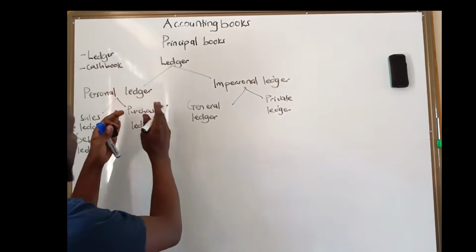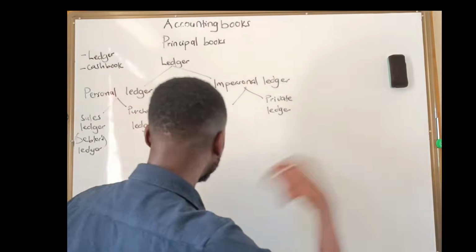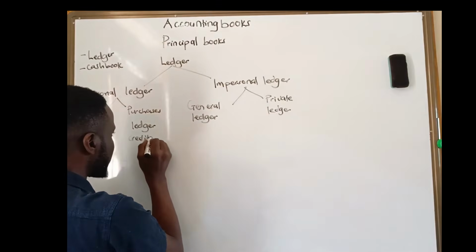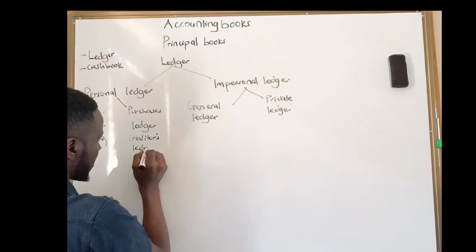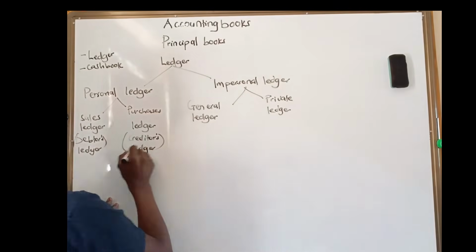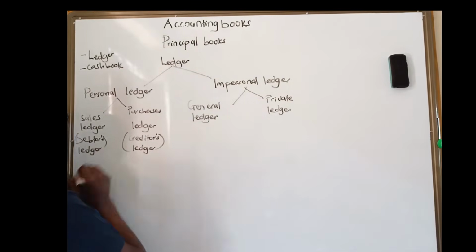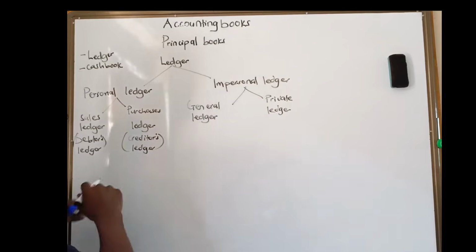Then, the purchases ledger. This is where we get goods on credit. So, it's also called the creditors ledger. The creditors are found in the purchases ledger. The sales ledger records the debtors' transactions, and the purchases ledger records the creditors' transactions.